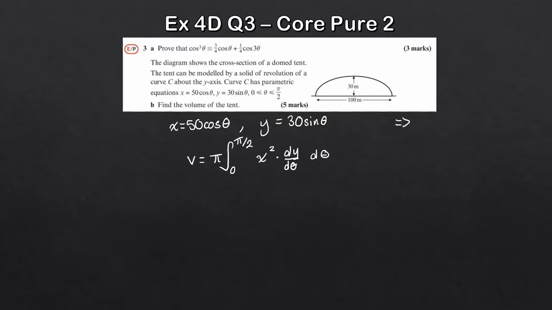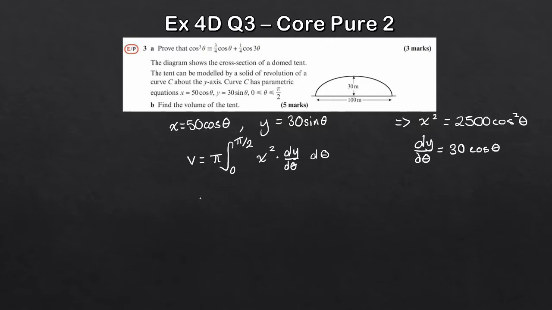So if we do that over here, x squared. If you square this term, so 50 squared, and then cos squared theta, that's going to give us 2,500 cos squared theta. Okay, so that's nothing too tricky. And then dy by d theta, we just need to differentiate y with respect to theta. So if you differentiate 30 sine theta, what would we get? Well, hopefully a standard result here, just 30 cos theta. Okay, so we've got all the working that we need here.